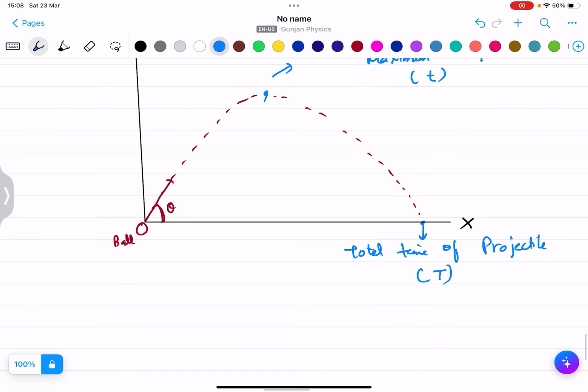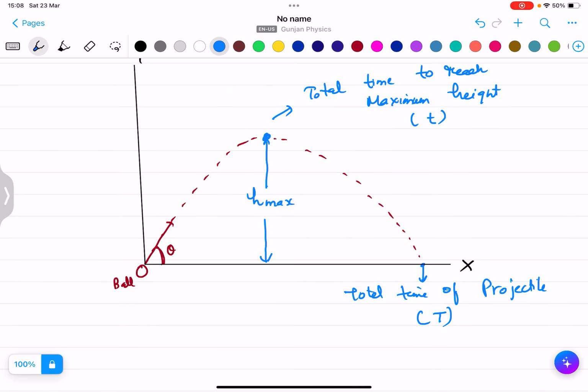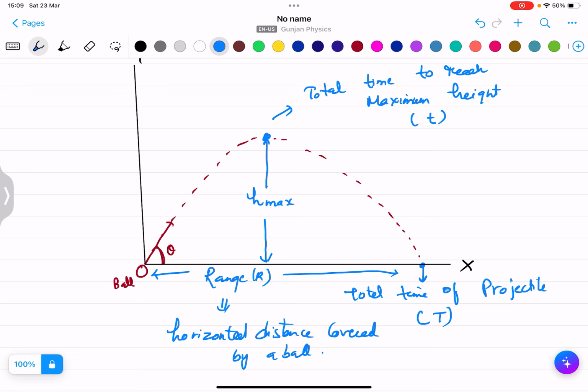The third derivation we will do is H max. H max is the maximum height attained by a ball, right? At this point, this will be the maximum height. And the fourth derivation we will do is the range. Range is capital R. When a ball is stopped here, where is the maximum it goes? That is basically the range, right? Range is basically the horizontal distance covered by a ball. So I can write, what is range? The horizontal distance covered by a ball. So this is basically range, right?